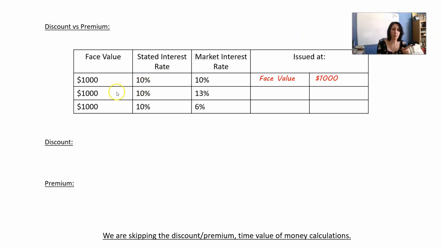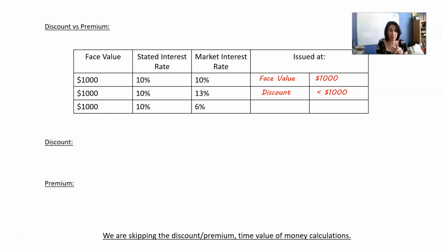Okay, so now let's take it a little bit different. Face value of the bond is still $1,000, still 10%. But the market is paying 13% for bonds similar to yours. So why is anybody going to buy your bond? Right? How do you make it attractive? You're paying out less interest than everybody else. If that's the case, what I have to do is sell the bond at a discount. I have to sell it for some amount less than $1,000.